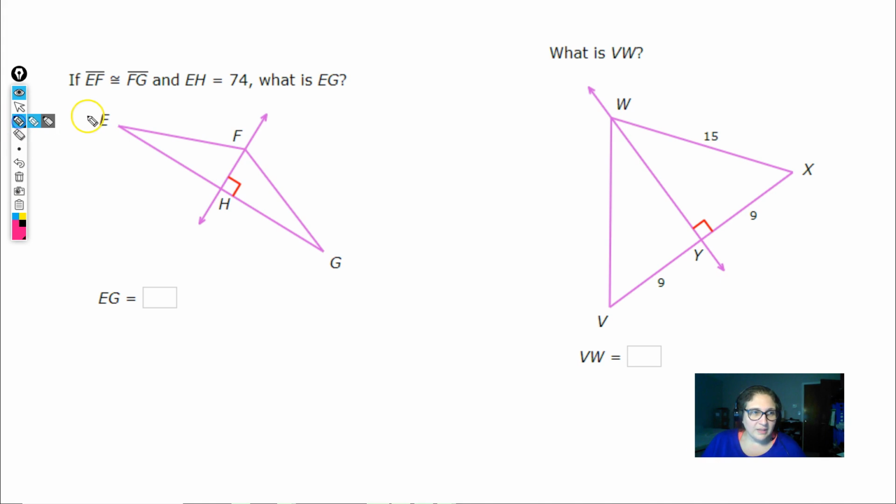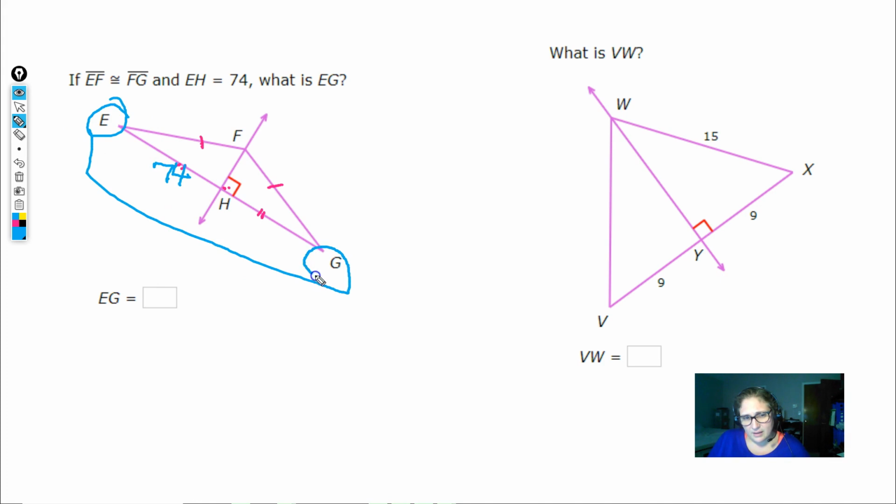So let's take a look. Here it tells us EF is congruent to FG, and we have a right angle. So now we know that here's a perpendicular, and because these sides are the same, we know that these sides down here have to be the same, because with perpendicular bisectors we're just getting the same sides over and over again. Now it's just a matter of labeling it. EH is 74. So, trick question, how long is EG? The whole thing.